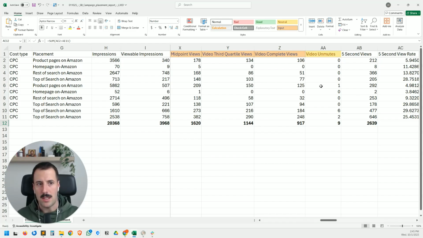The biggest takeaway is that there are almost no video unmutes compared to the total views. And having that in mind, it's really important to have overlay text throughout the video with features and benefits of your product.